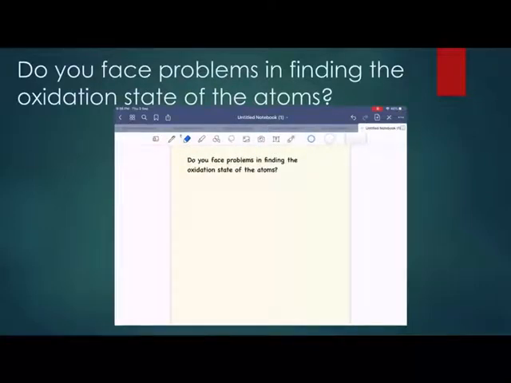Now we will study how to find the oxidation state of atoms in a compound. Two examples we will study. First one, potassium dichromate.